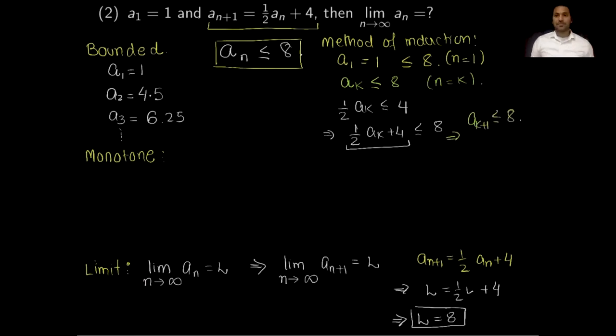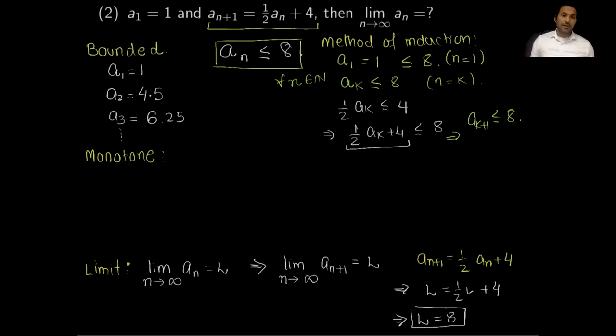8. So by the principle of mathematical induction, this result is true for all values of n belonging to the set of natural numbers. So this shows our sequence is bounded, and it is bounded above by 8.